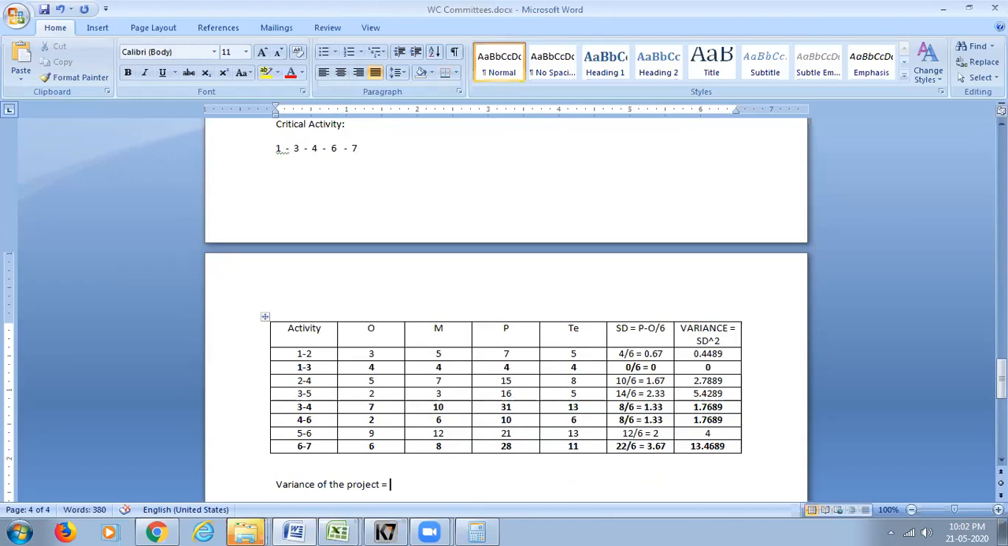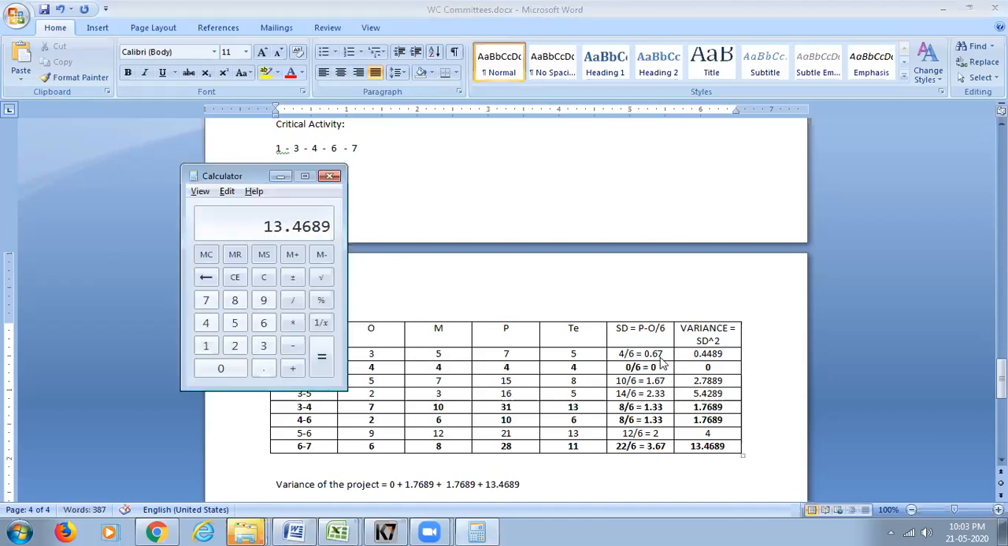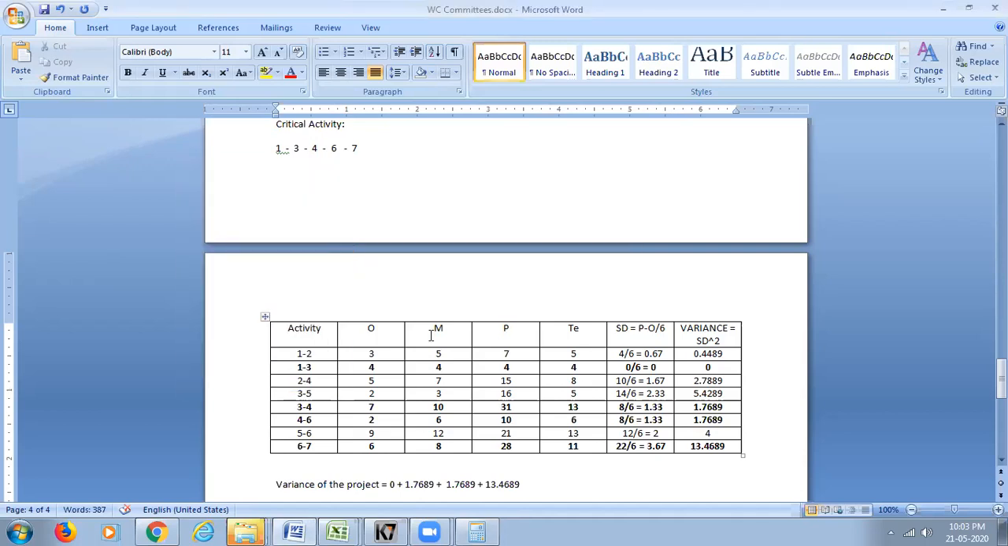Variance of the project is equal to 0 plus 1.7689 plus 1.7689 plus 13.4, which is 17.0067, which means the variance of the project is 17 days.